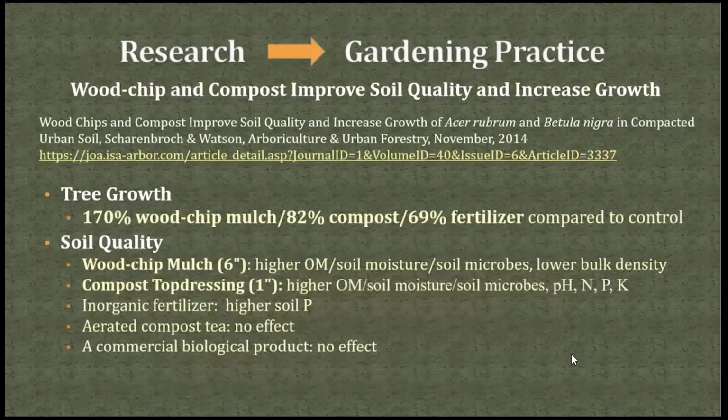All right, so I'm going to share a research project with you because this contains partly the explanations for what we should do and the reasons for why we should do it. So to summarize the finding, the headline would be wood chip and compost improve soil quality and increase growth. And they tested using two kinds of tree, a maple and a birch. And this is how they did it.